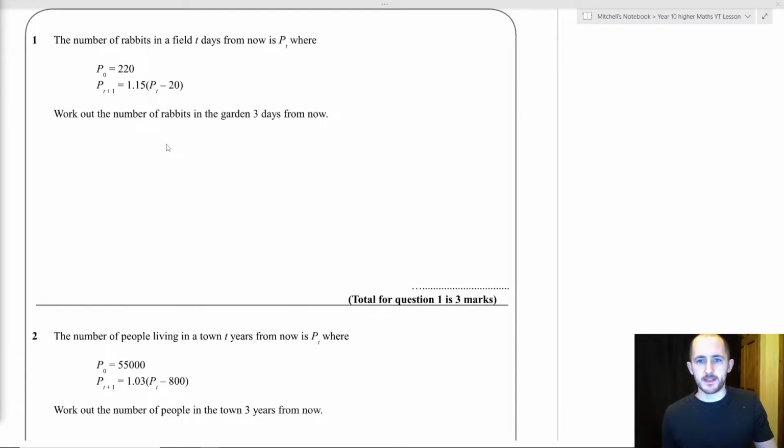So with iteration, not too tricky. Essentially, all iteration means is you do something over and over again. So what we're going to do is start with this question. It tells us the number of rabbits in a field t days from now is p_t, where p_0 is the original. Not too bad.